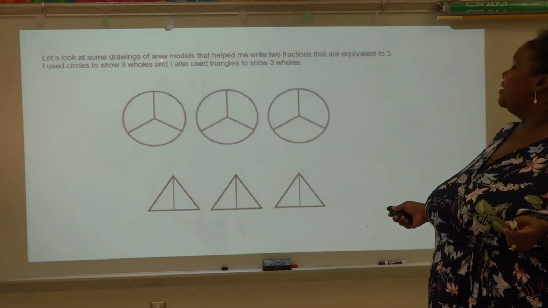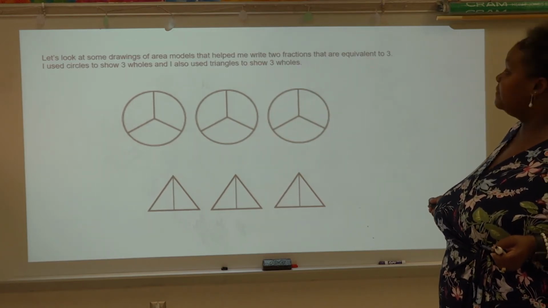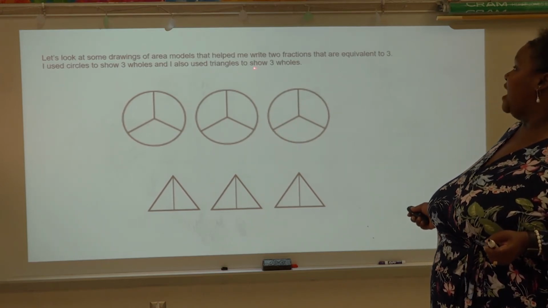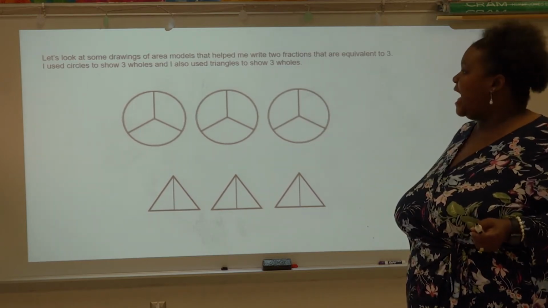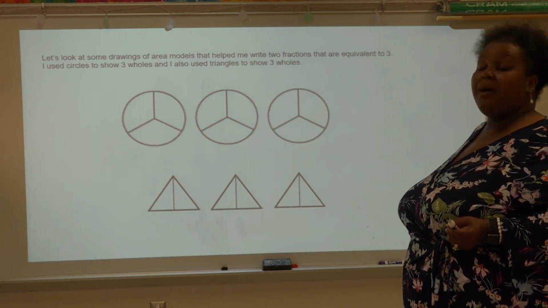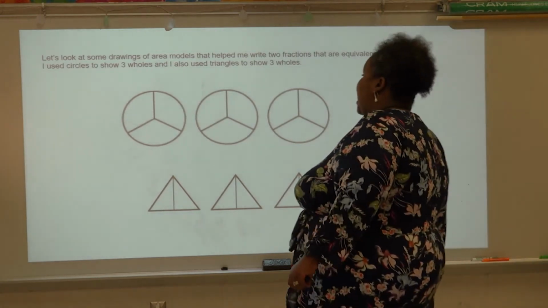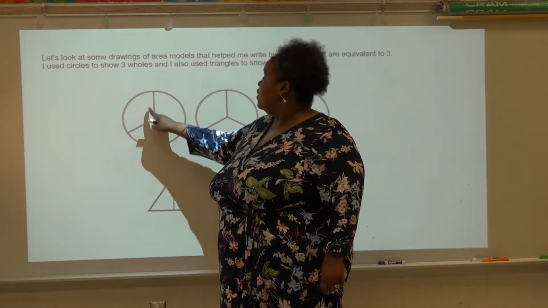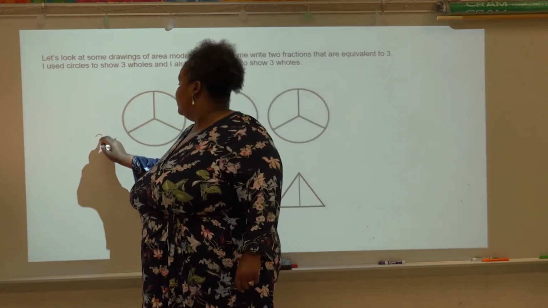Let's look at some drawings of area models that help me write two fractions that are equivalent to 3. I use circles to show 3 whole, and I also use triangles to show 3 wholes. So knowing that, I need to write a fraction. I'm going to do the circles, and then I'll give you an opportunity to do the triangles. First, let me find my denominator. I'm looking at my first whole, and I'm going to count how many equal pieces. 1, 2, 3. So that tells me my denominator is going to be 3.